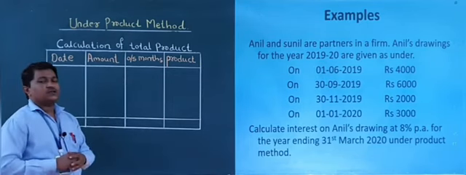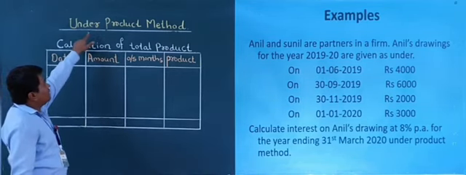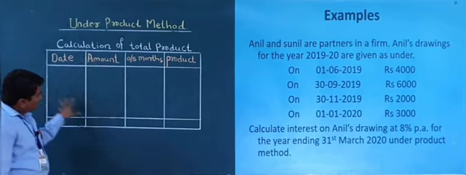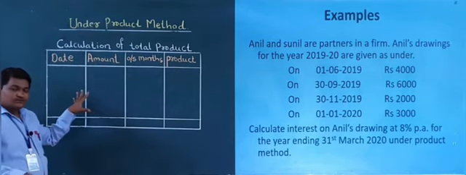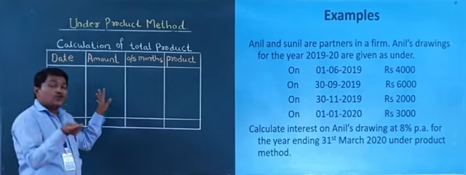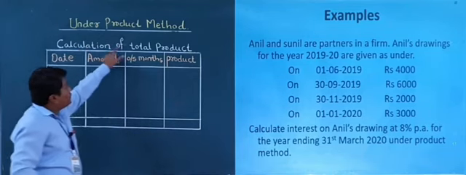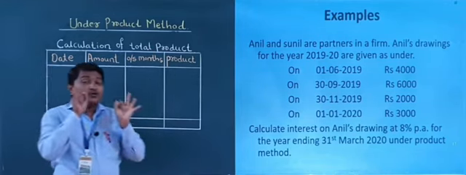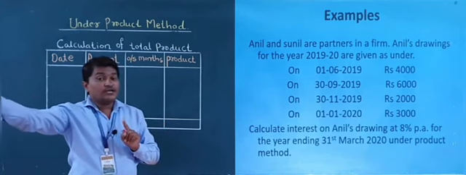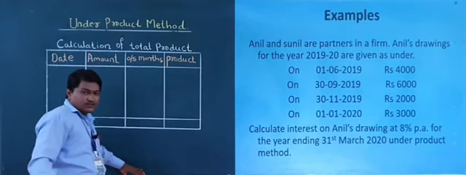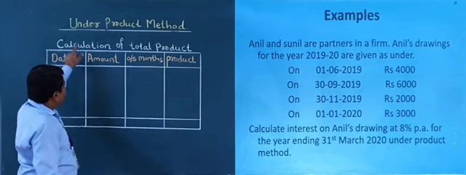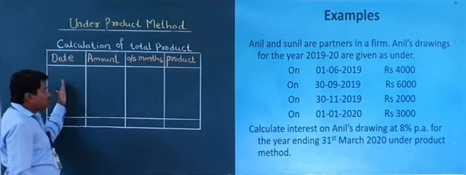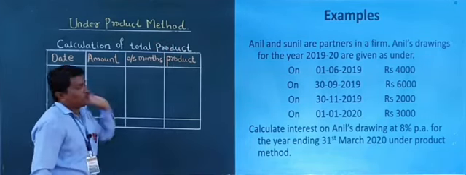Under which method did they ask? Under the product method. So first give the heading, under product method. What is this table prepared to calculate? We do not calculate interest on drawing by this table. This table is prepared to calculate total product, and later we calculate interest on drawing. So first I give the title to this table, calculation of total product. Date, amount, outstanding month and product.